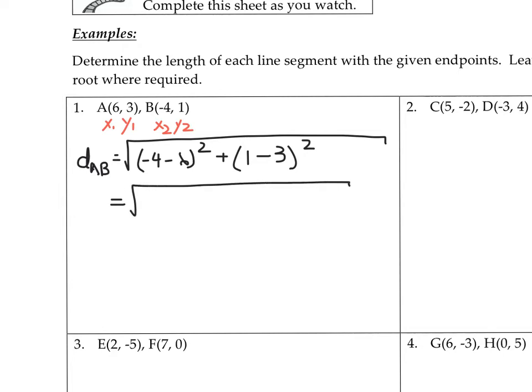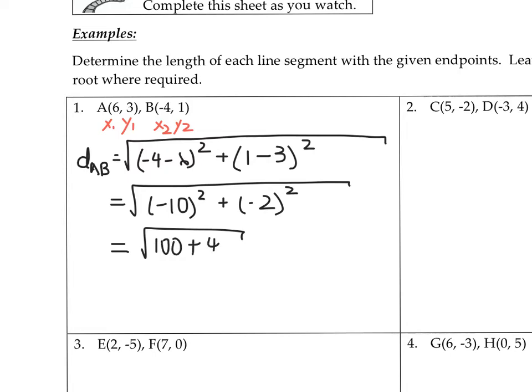So negative 4 minus 6 is negative 10. Make sure you put it in brackets. 1 minus 3 is negative 2. The reason it's important that you keep them in brackets is because any negative number to the power of 2 still becomes positive. So I do not want to see your next line, negative 100 plus negative 4, because that is incorrect. What we have, negative 10 squared is 100, positive. Negative 2 squared is 4. And when we add it, the distance between point A and B is the square root of 104.